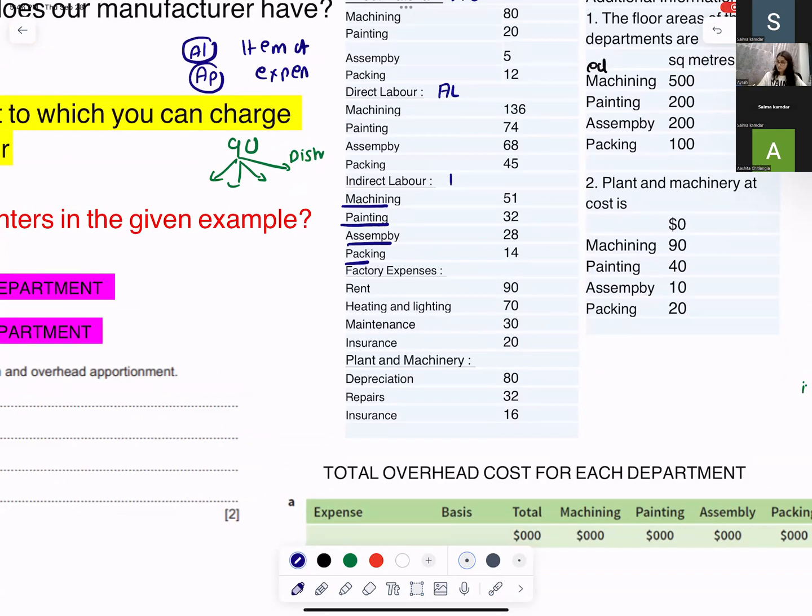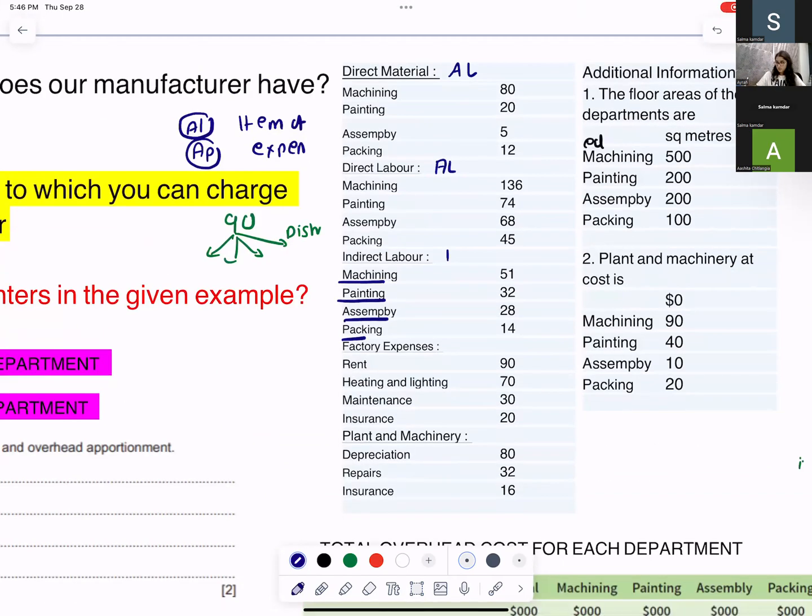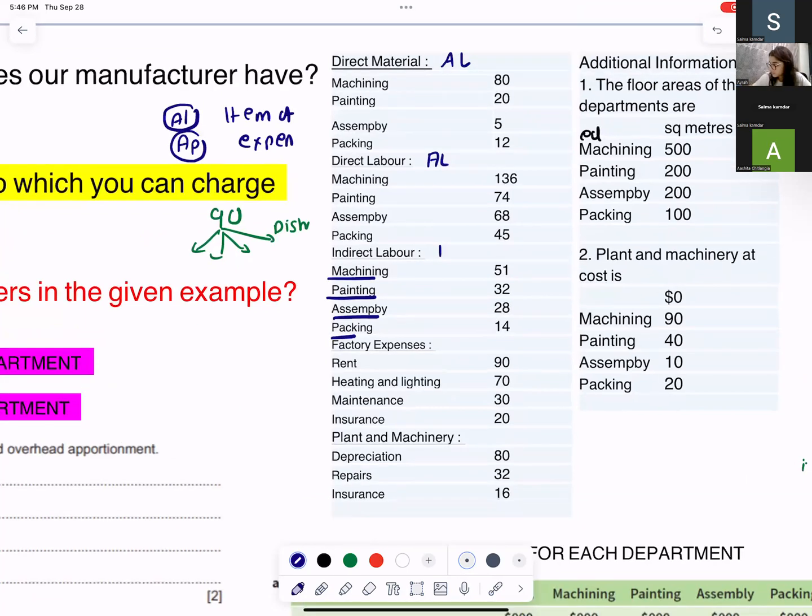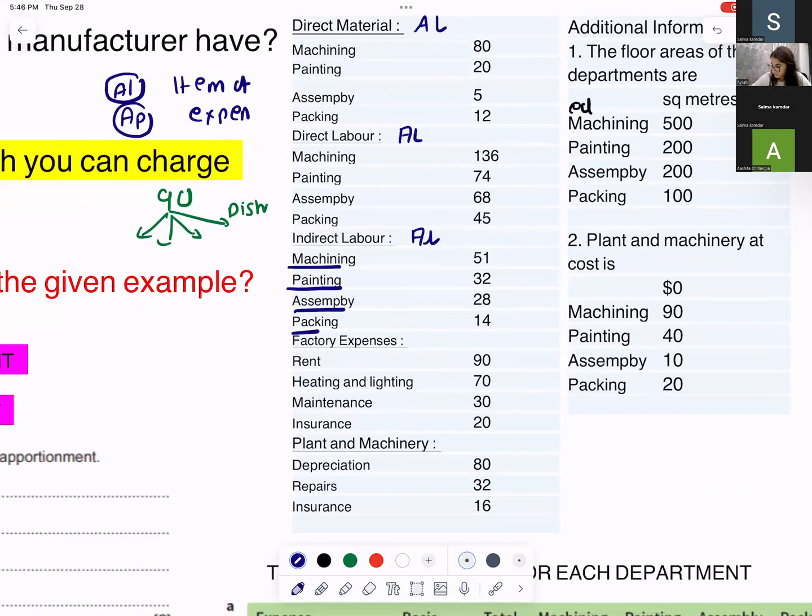So for indirect labor, it will be allocation. For factory expenses, will it be allocation or apportionment? Just see rent: apportionment. So the item of expenditure is allocated or apportioned. This you have to keep in mind. Heating and lighting: apportionment. Maintenance: apportionment.